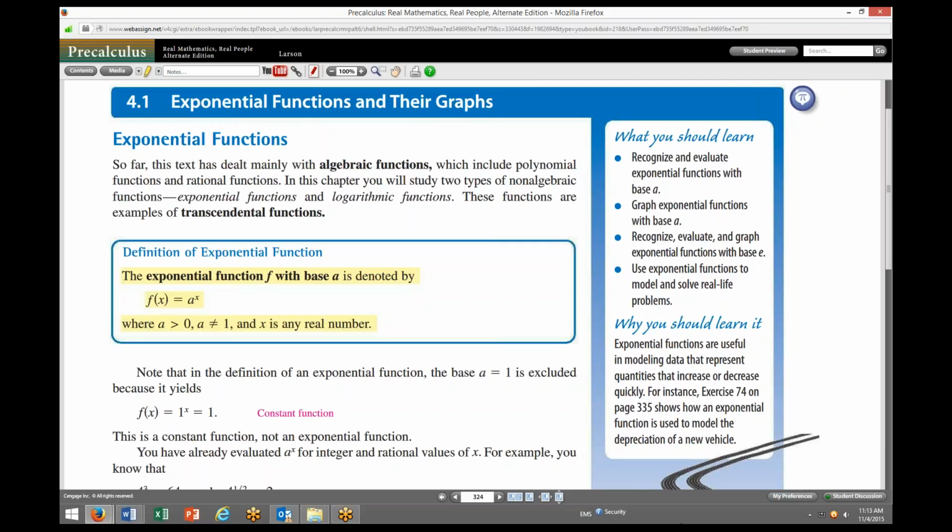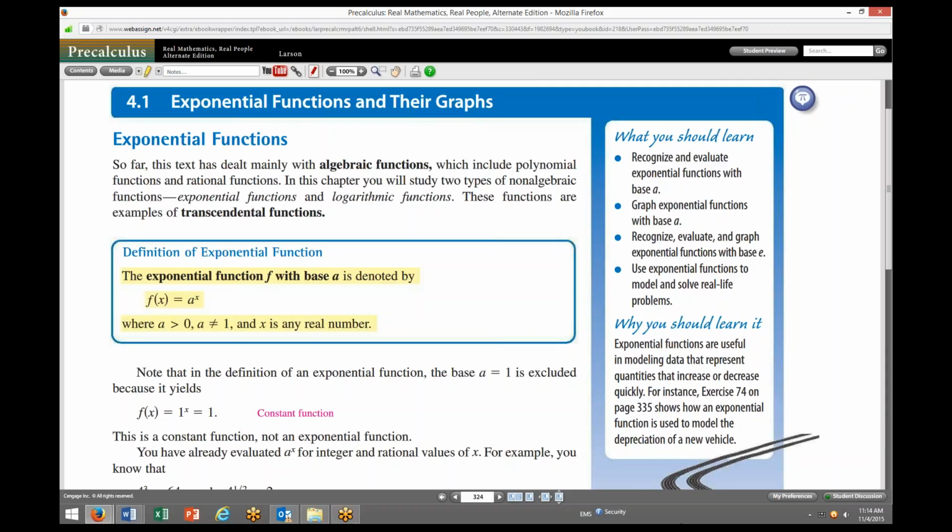And first of all, why is a not equal to 1? Because if it was 1 to the x, we all know 1 to any power is just 1. So that is not an exponential type activity going on there. 1 to any power is 1. That's just a straight line. F of x equals 1 to the x is the same as y equals 1. So a horizontal straight line. That's not exponential. Similarly, a cannot be 0 or less than 0. If a is 0, 0 to any power is also just 0. So that'd be a straight line, y equals 0.